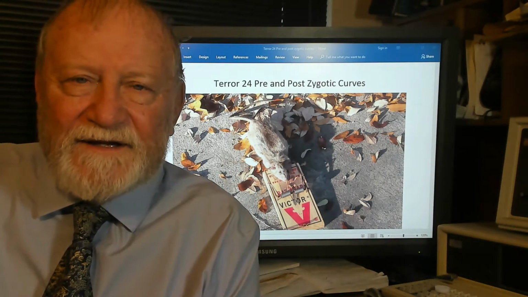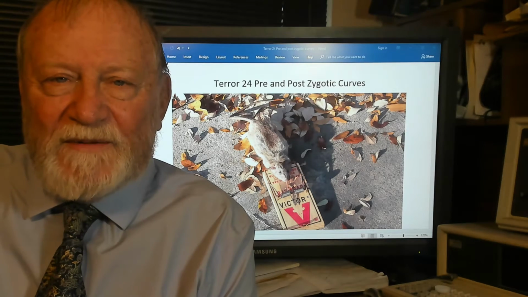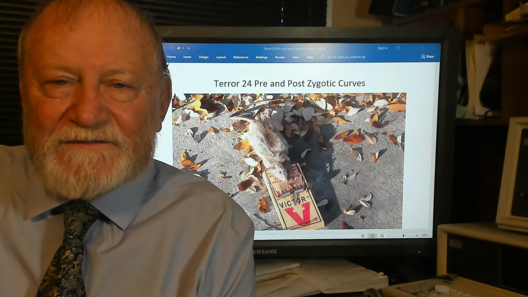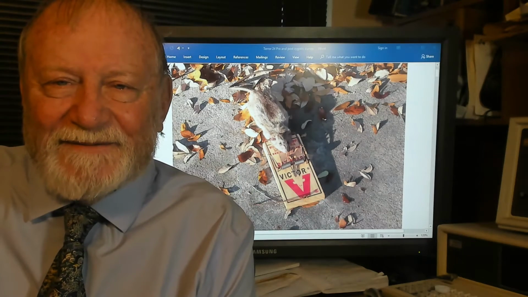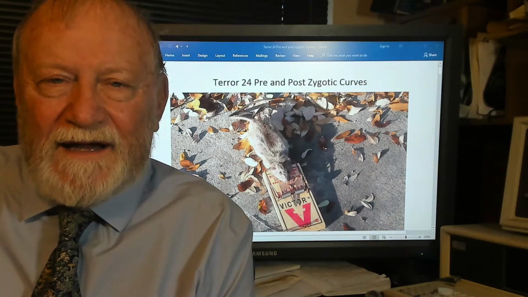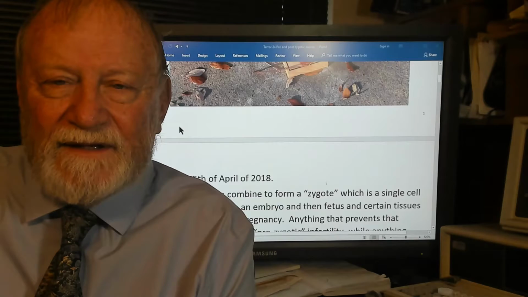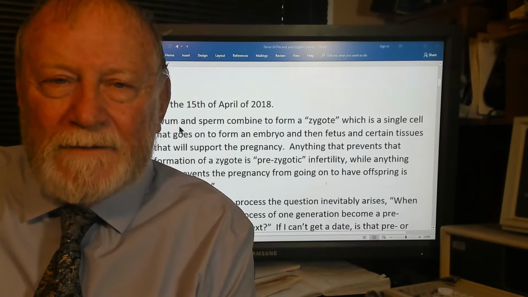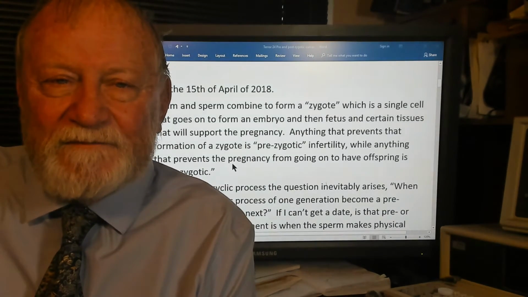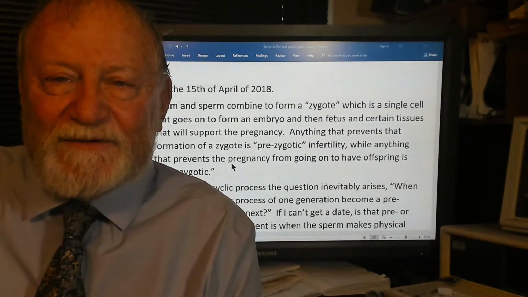Hi, Linton again. We're going to talk about pre and post zygotic curves. Oh, you thought we were through with all that? Well, anyway, yeah, that's right. We're getting into quantitative stuff. Okay, an ovum and sperm combine to form a zygote, which is a single cell.